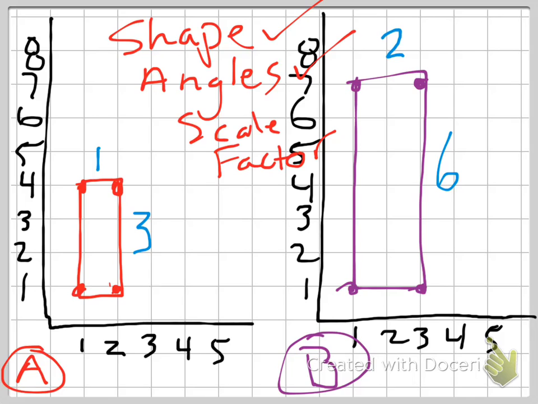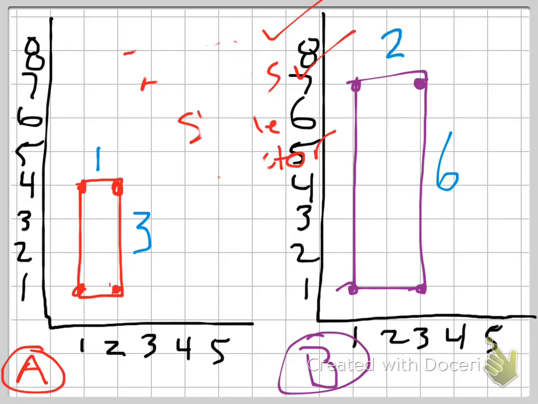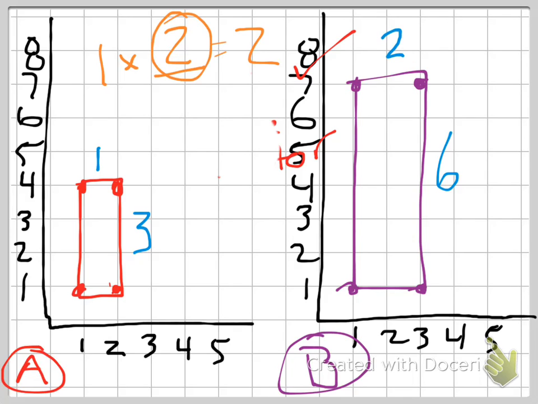How did I get, and I'm going to erase these pieces in the middle here so that we have a little bit more room, how did I get from 1 to 2? Okay, remember I'm filling in my blanks at this point. I want to know how did I get from 1 times my scale factor is equal to 2. And I know off the top of my head that 1 times 2 is 2. So that's my scale factor for that side.